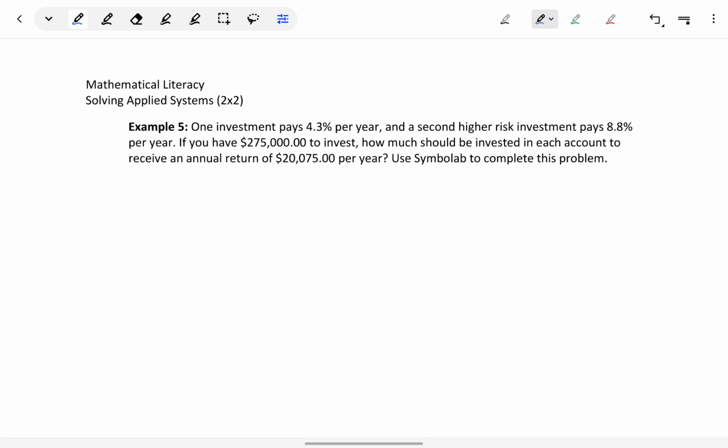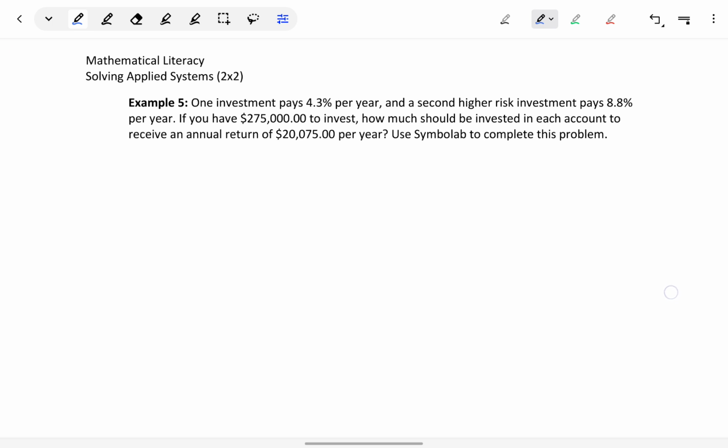In our last example, we have another investment problem where we have one investment that pays 4.3% interest per year and a second higher risk investment that pays 8.8% per year. We have $275,000 to invest. How much should be invested in each account to receive an annual return of $20,075?